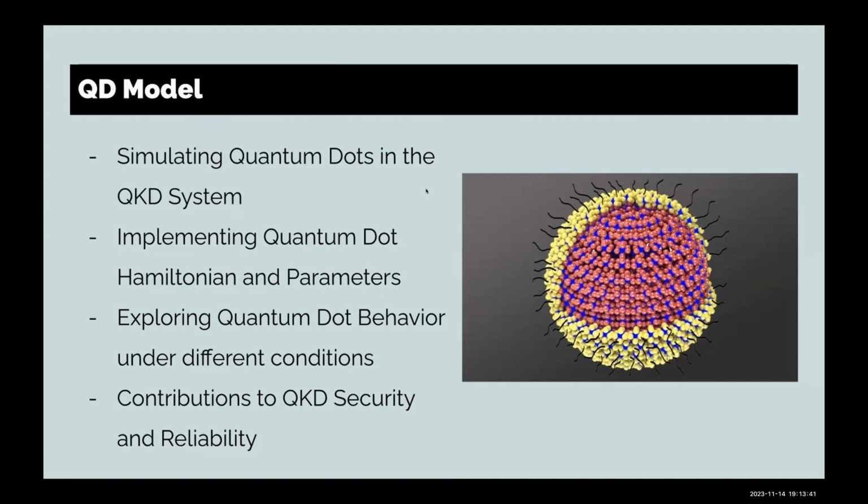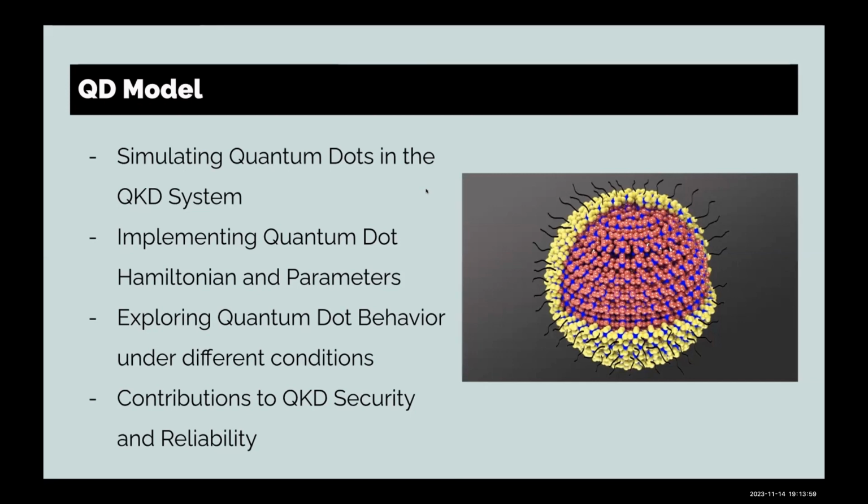It's the bridge between the observations we made with the poly operators and the practical implications for a quantum communication system. So in essence, the polydict and the Hamiltonian are like our toolkit. One helps us observe and the other helps us analyze. It's just a straightforward approach to uncovering the intricacies of quantum dots and how it influences the robustness of the QKD system.